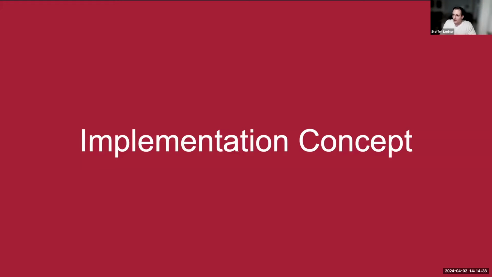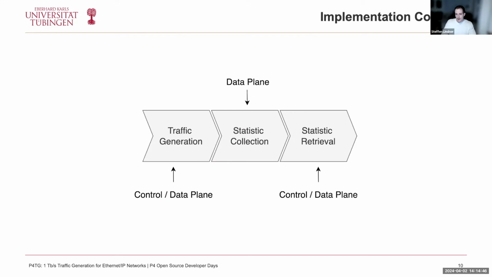Okay, now we have a rough idea what P4TG is and what its capabilities are. Now I want to talk a bit about the implementation concept. We can split the implementation concept into 3 parts: the traffic generation, which is split between control plane and data plane. Then we can generate traffic. In the next step, we need to collect statistics. This is only done in the data plane so that we can get very precise measurements. And in the last step, we need to retrieve the statistics to visualize them in our user interface. And this is again split between the control plane and the data plane.